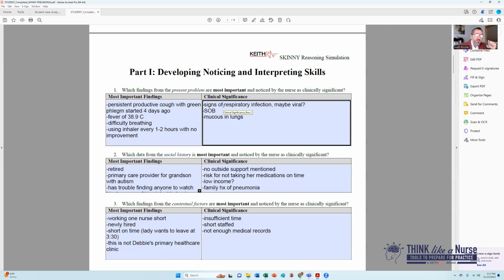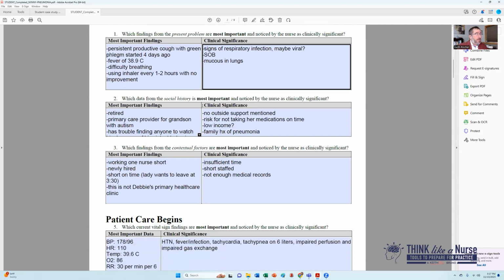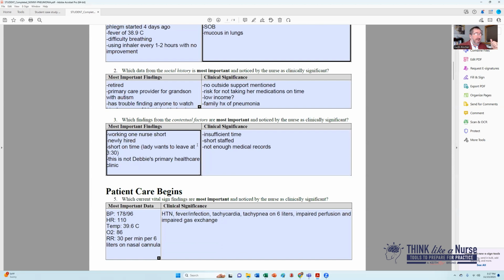But look at the thoroughness with the clinical significance. Do they really understand why the patient has the productive cough? It's very short, concise. It's not that deep as far as reflection. They are noticing, but I would say the thoroughness of what they're seeing here isn't as strong as it could be. And so now we look at the social history, and you can see the contextual factors.